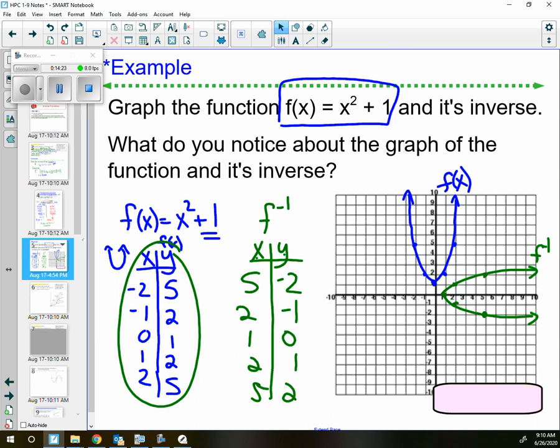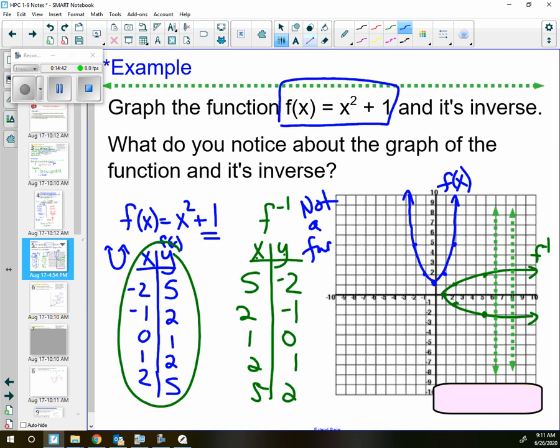So take a look at that green graph. Would it pass the vertical line test? So if you take a vertical line and pass it through any of these, how many points are you going to touch? Well, you're going to touch more than one. You're going to actually touch 2, one on the top, one on the bottom. That's not a function. So the inverse is not a function.